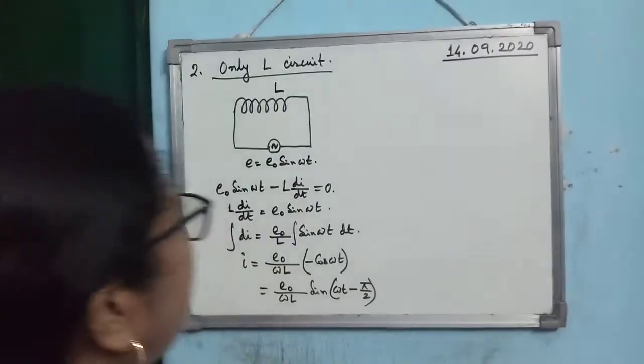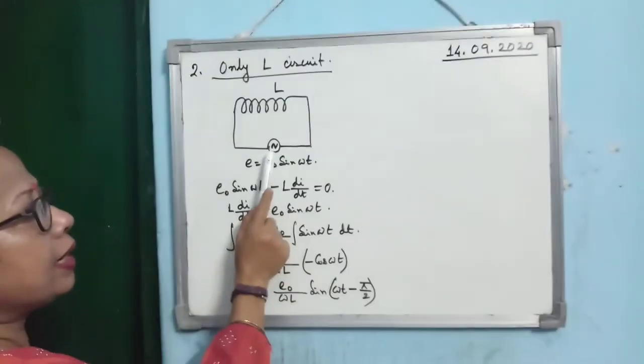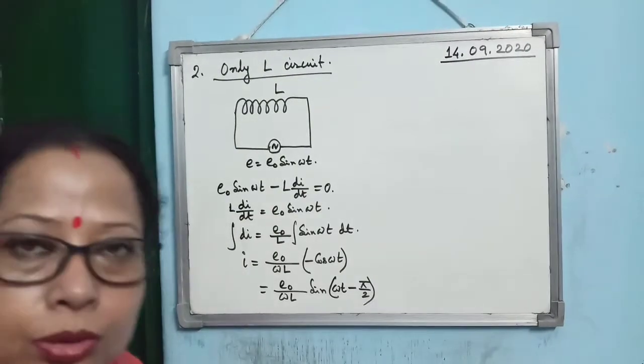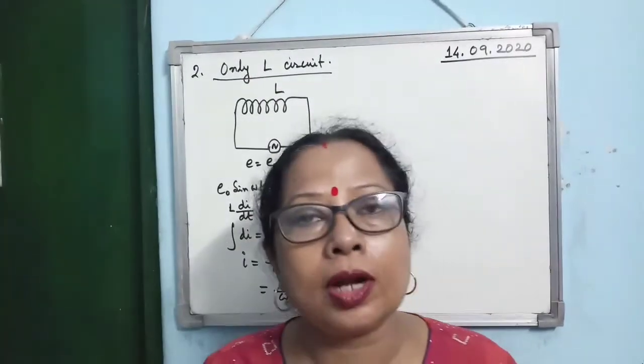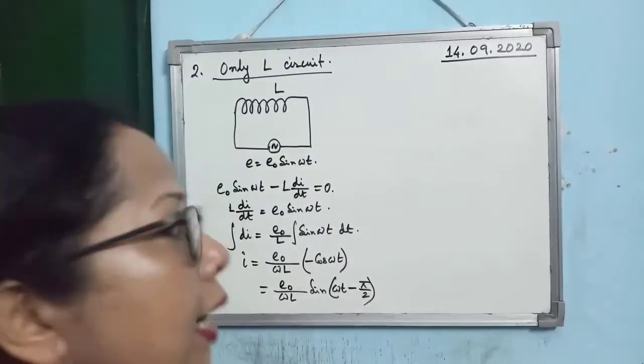You see what kind of circuit we have taken: only one inductor, connected to the alternating current source. And what is the EMF of the alternating current source? E is equal to E0 sin omega t.